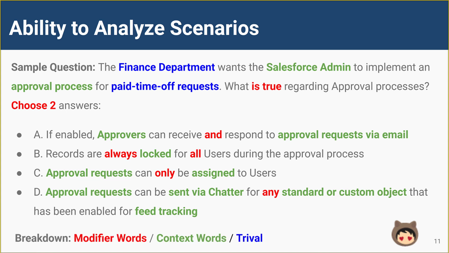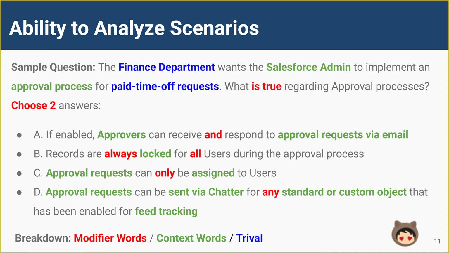Modifier words are in red. The question makes it clear that we only want answers that are true, and we need to select at least two answers. Watch out for conjunctions like "and" that change the meaning of the sentence. In answer A, are we positive that approvers can receive and respond to approval requests via email?